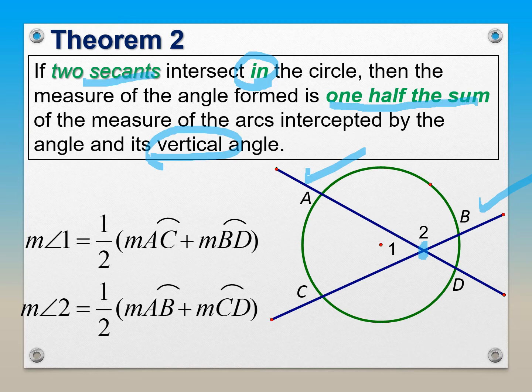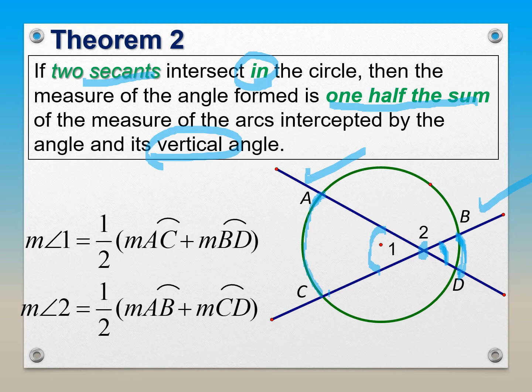According to the theorem, angle 1 is an angle formed by the two secants. To get the measure of this angle, simply add the measure of its intercepted arc, which is AC, and the intercepted arc of its vertical angle. This is the vertical angle of angle 1, and its intercepted arc is arc BD. To get the measure of angle 1, simply add AC plus BD and then get 1/2 of it, or simply divide by 2.